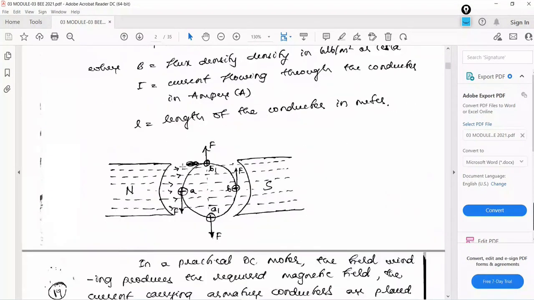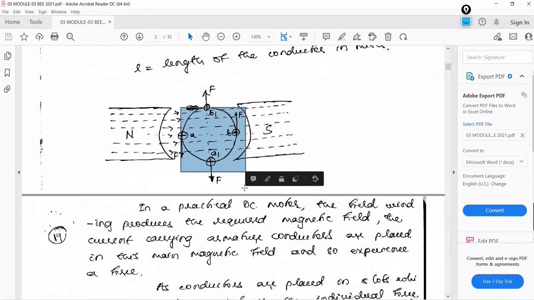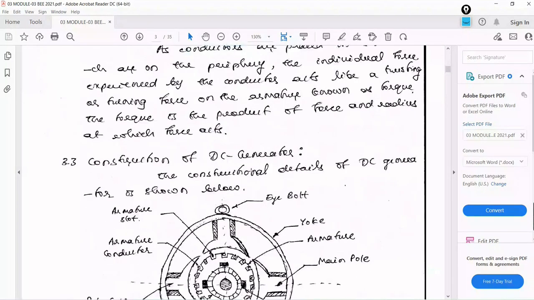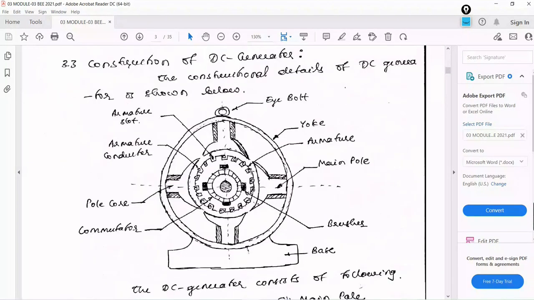That is the magnetic force, the force of action which takes place with respect to the magnetic flux. That is shown here: the practical DC motor, how it produces the mechanical energy. Next, the construction of the DC generator.